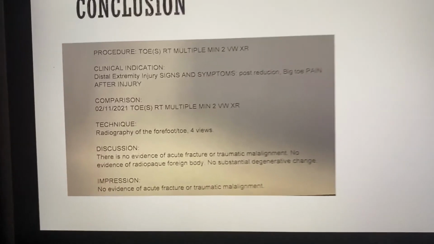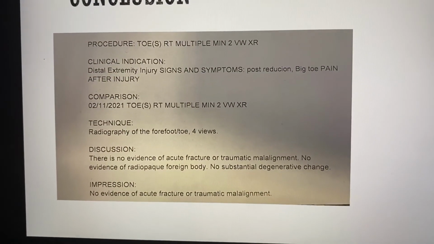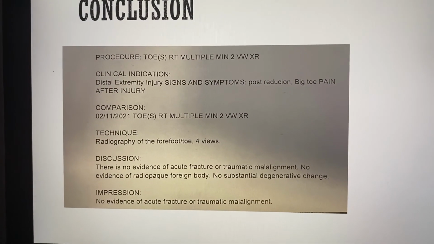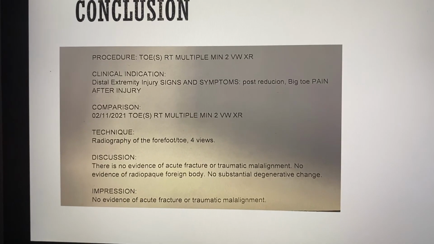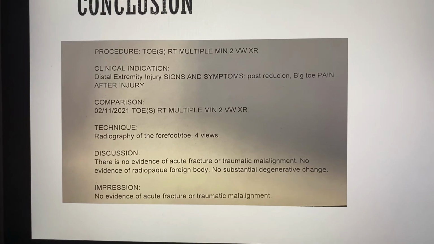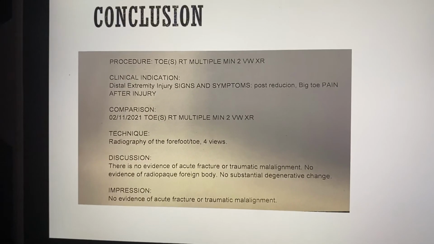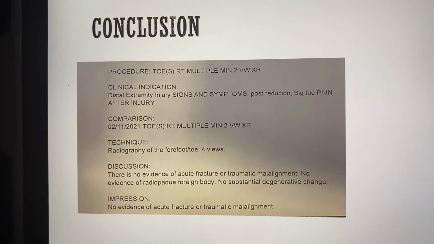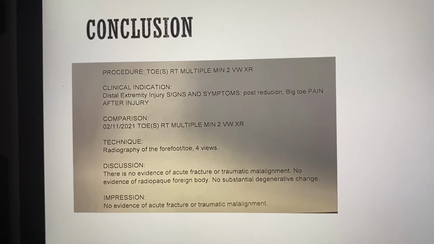And in conclusion, this is the radiologist's report. He says there's no evidence of acute fracture, traumatic malalignment, no evidence of radiopaque foreign body, no substantial degenerative change. So pretty much he didn't have any fractures. It was just a dislocation. After the post-reduction, everything was back to normal. And this is my case study.